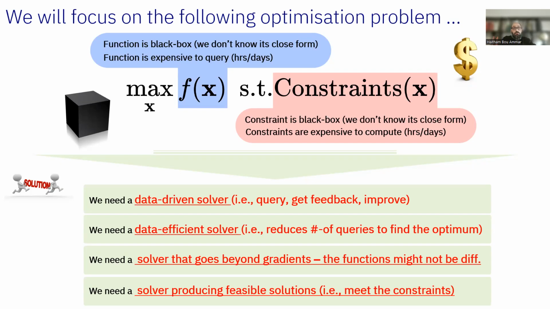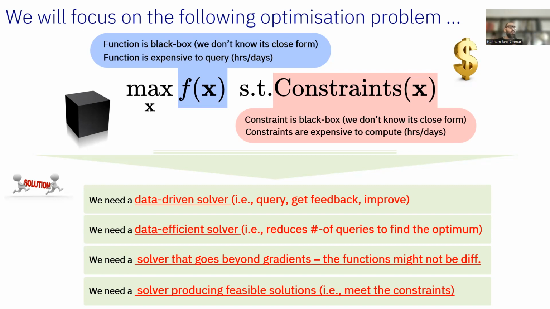Since I don't know that function, I would also need a solver that can go beyond the gradients. Because my function itself might not be differentiable, I don't know it. So what I really need is a solver that can go beyond the gradients. And of course, I need to be feasible with respect to my constraints. I need to satisfy my constraints. Now this is the setup we're interested in. We want to maximize a function f of x, which is unknown, i.e. black box, expensive to evaluate, subject to certain constraints.